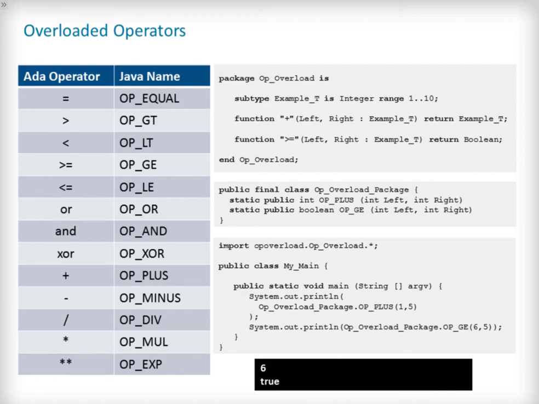The resulting Java class that represents the op_overload package is shown below, and you can see the appropriate Java names from the table have been used to identify the operator methods. A Java main program can then use these operator overloaded methods as shown in the third code snippet, along with the associated output from when this code is built and executed. If you encounter Ada package specifications that have overloaded operators, then be prepared to see and use these method names from your Java code.